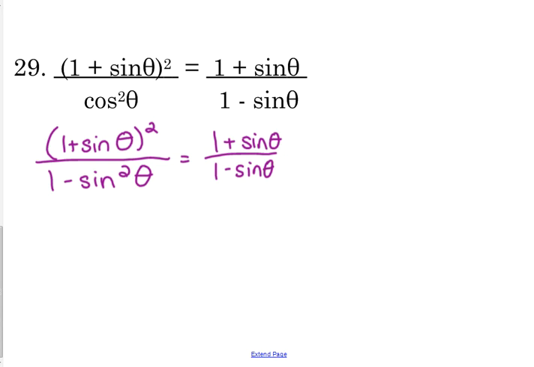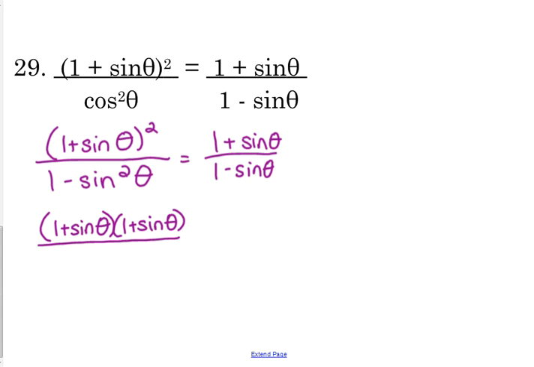Now, anybody see anything there? What about the denominator? They're almost the same. We can't just take away the squared. Can we factor anything? Okay, so the top is a perfect square trinomial. Let's not FOIL it out, but let's write it like this.